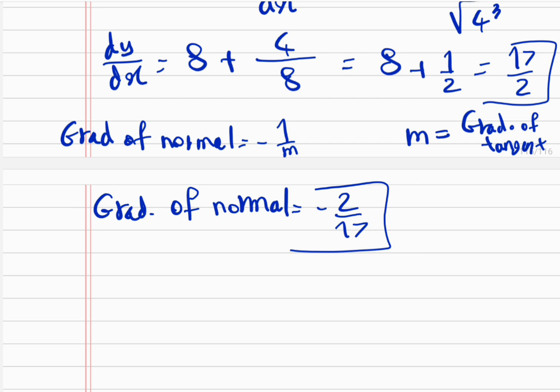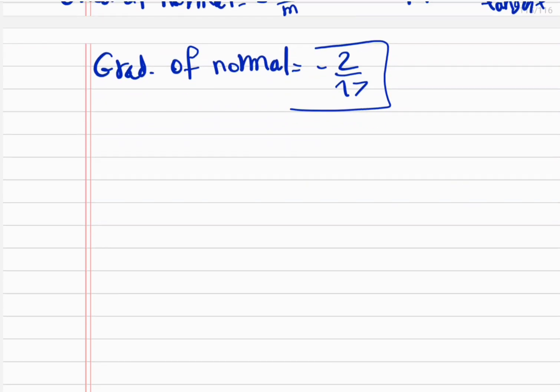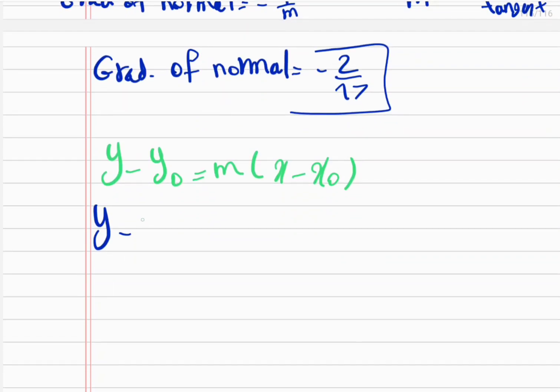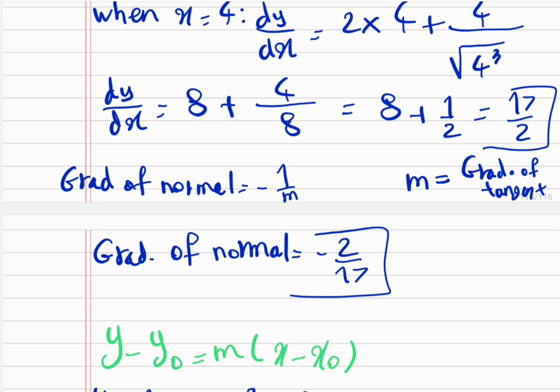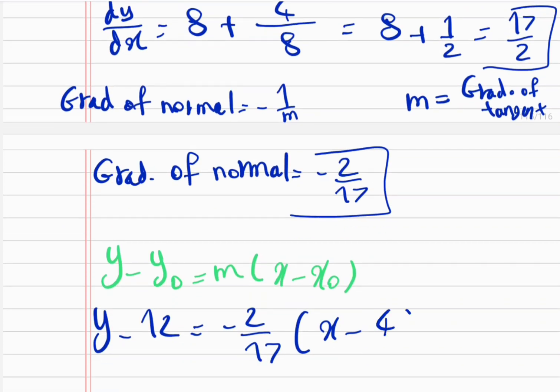Okay, now we have the gradient of the normal. We have the point. So the point is (4, 12). Then we can just use the equation y minus y0 is equal to m times x minus x0 and substitute everything to find the equation of the normal. So y0 is the y coordinate of the point, which is 12. The gradient is minus 2 over 17. And then the x coordinate is just 4.